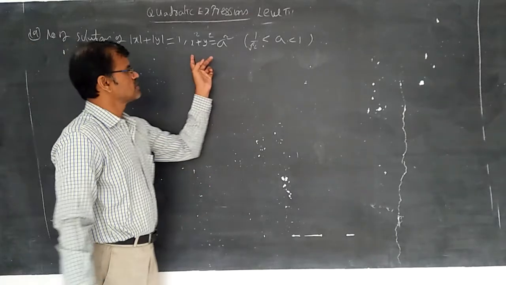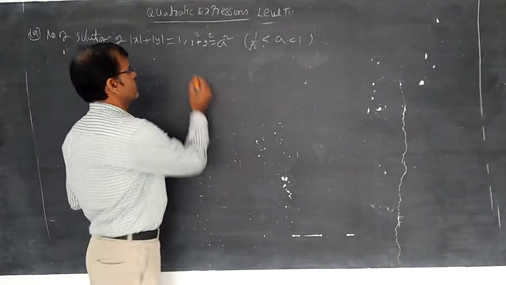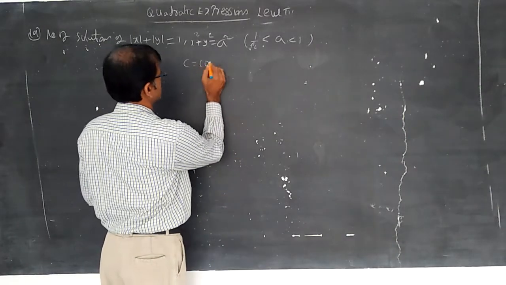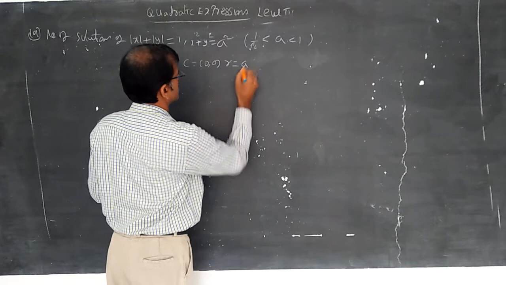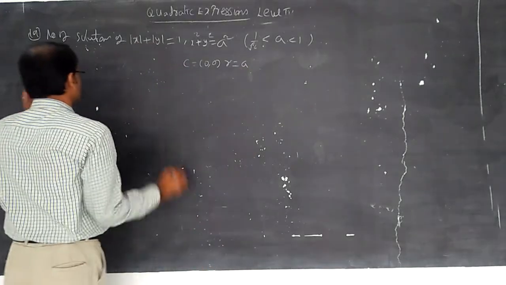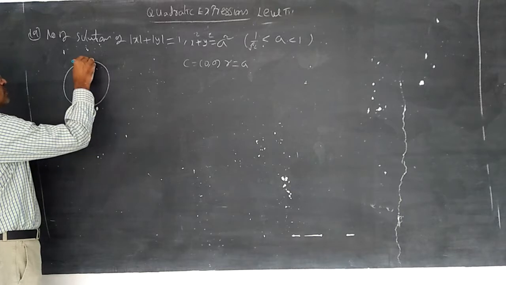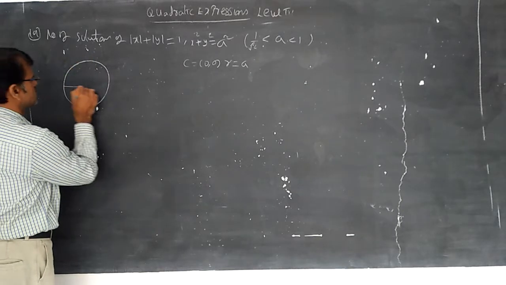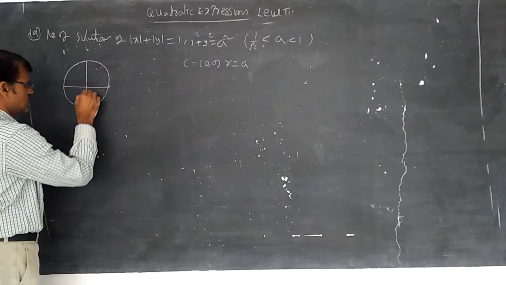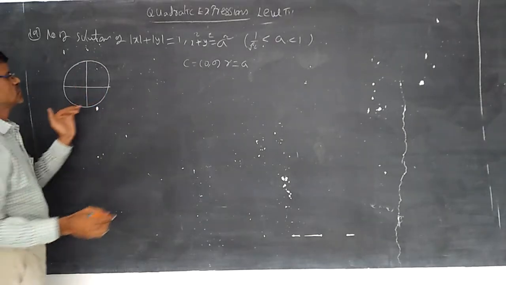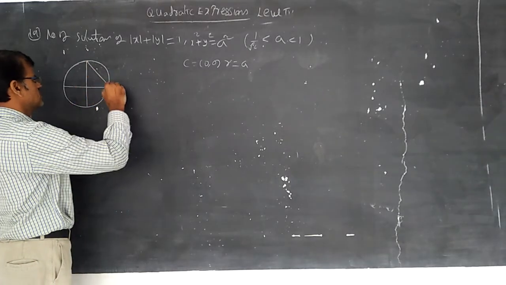Students, you can understand x square plus y square equal to a square is a circle having the center C(0, 0) and radius r equal to a. Now we can draw a circle. X square plus y square equal to a square has center (0, 0) and radius r. Draw the lines like this.